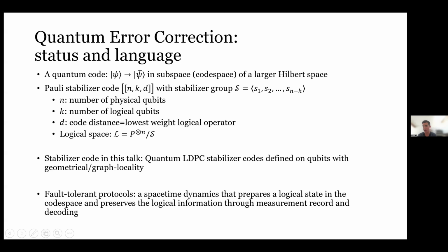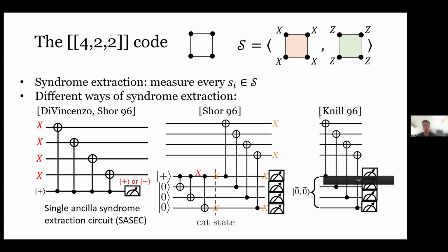We're going to see an example of a very simple quantum error correction code, which is the 422 code. The 422 code, as the name suggests, is a code of 4 qubits, 2 logicals, and the code distance is 2. The stabilizer group is very simple. It's basically the product of all 4 X's and the product of 4 Z's on the 4 qubits. In order to actually implement the code, we not only need to specify the stabilizer group, we need to find a way to repeatedly measure the stabilizers.